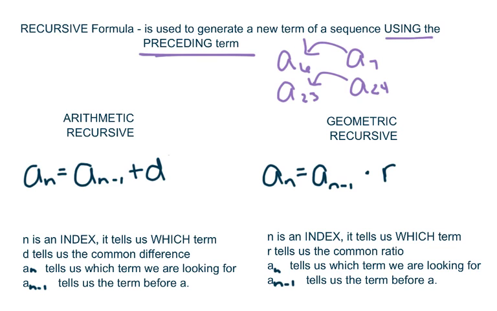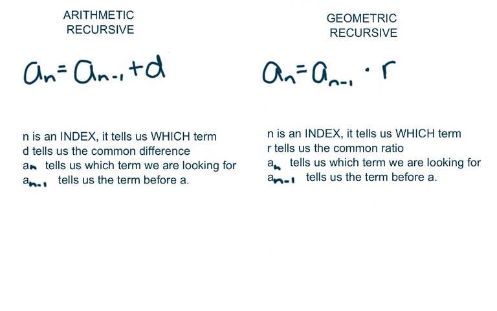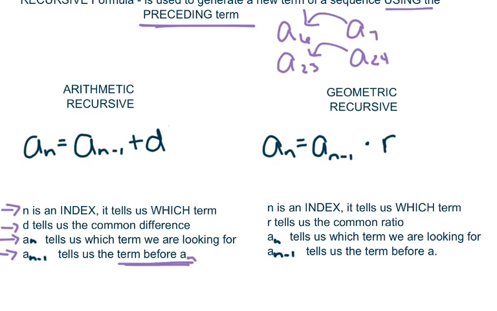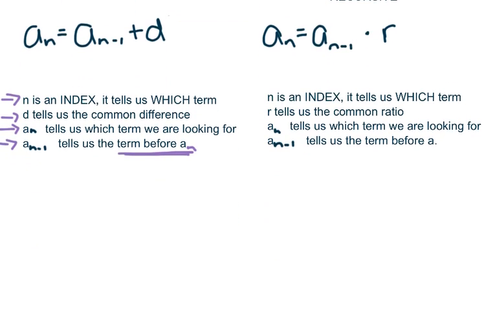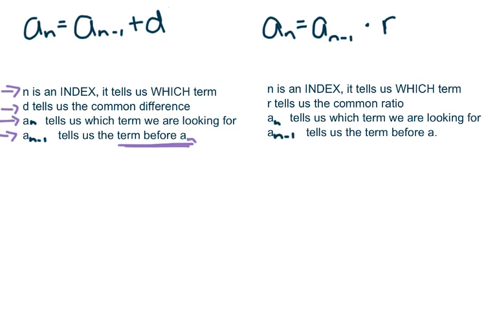The good news is all of our terminology is the same. n still tells us which index. d is still the difference. a of n is the term we're looking for. a of n minus 1 is the term that comes before a of n. So if we're looking for a of 24, a of n minus 1 is a of 23. We're just going to do 2 quick examples.